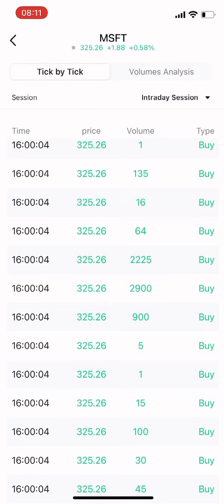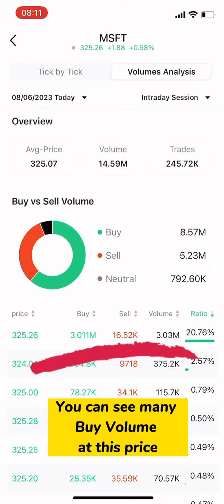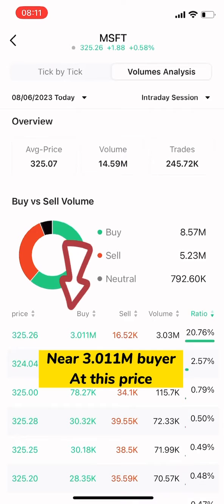Click on these two. You can see many by volume at this price. Near 3.01 million buyers at this price.